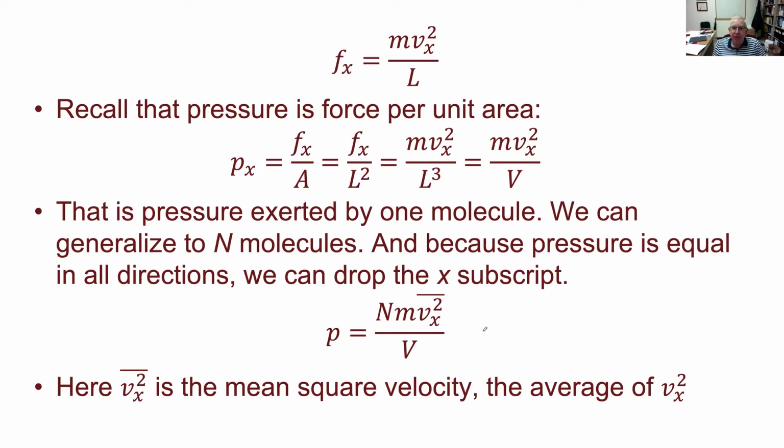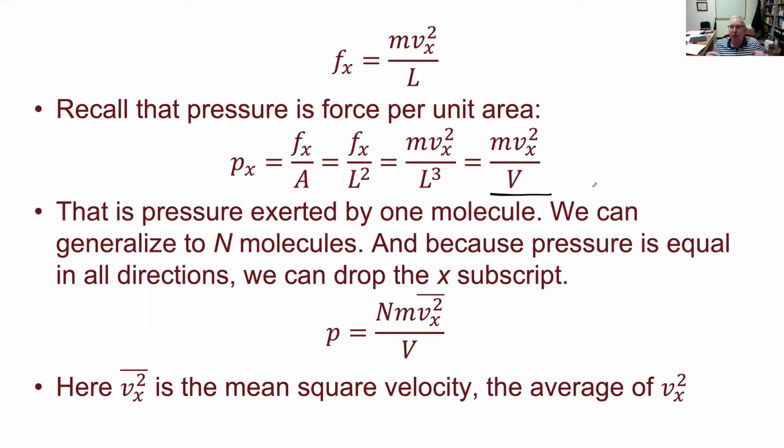That's going to be just the force over L squared. We know the force from the equation on the top. When I take that one and divide it by L squared, I can work my way towards the version over here, which says it's mvx squared over V. That's the pressure exerted by one molecule on that one wall of the box, okay?